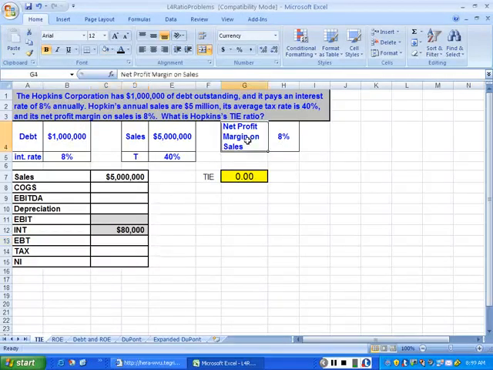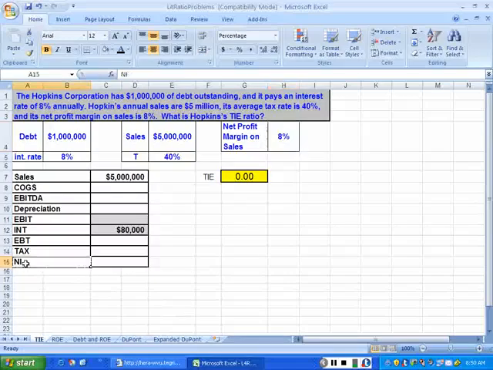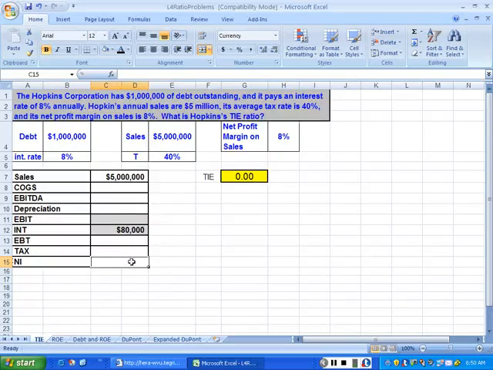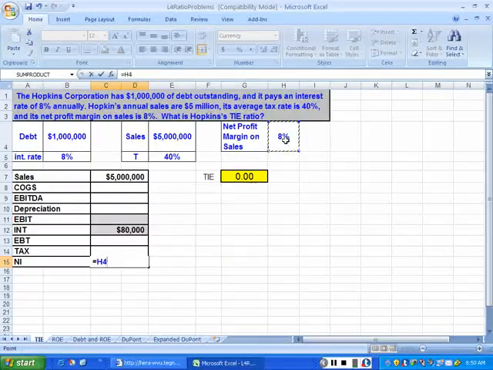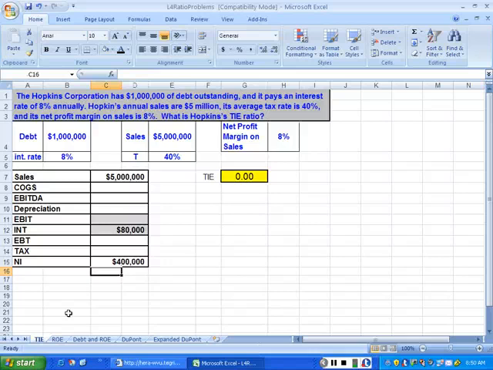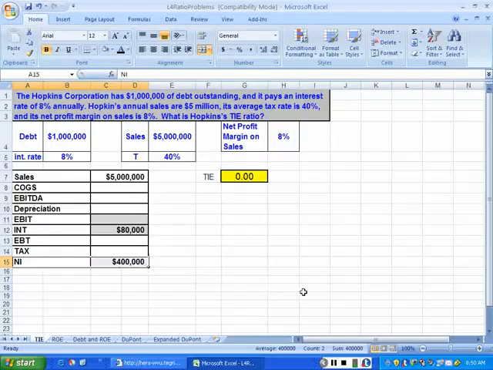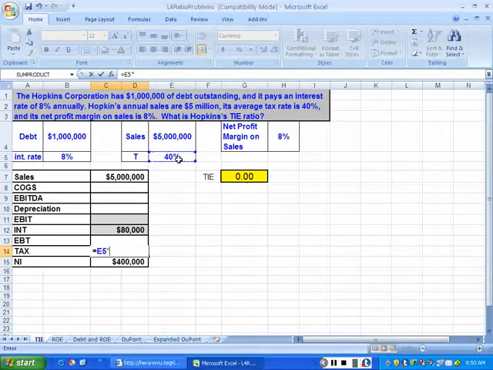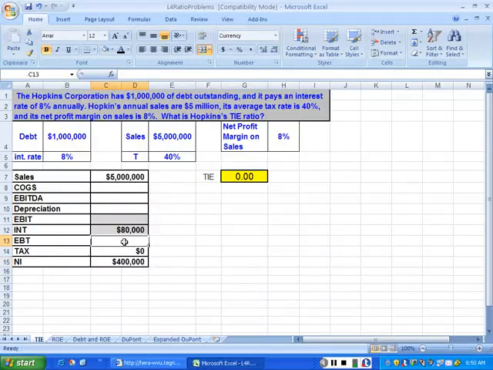Now, the other piece that it tells us is this net profit margin on sales. In other words, the bottom line figure, net income, divided by sales is equal to 8%. So if we simply take this 8% and multiply it by the level of our sales, we have our bottom line figure: we're going to earn net income of $400,000. Now the taxes that come in here represent 40% times whatever this earnings before tax figure is going to be. So what we need to do is come up with this earnings before tax.